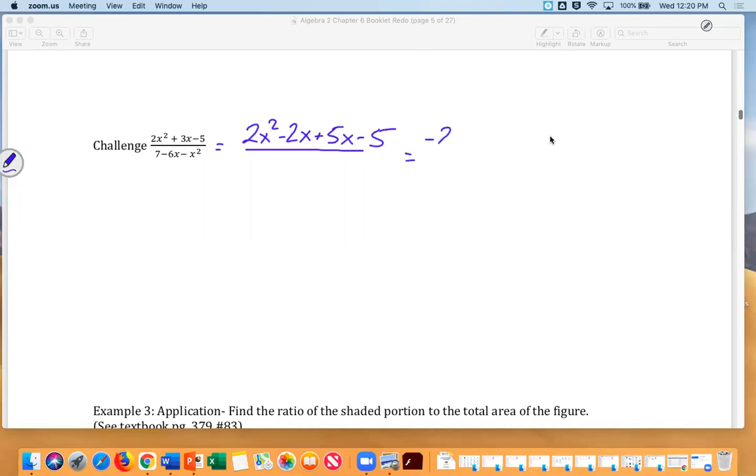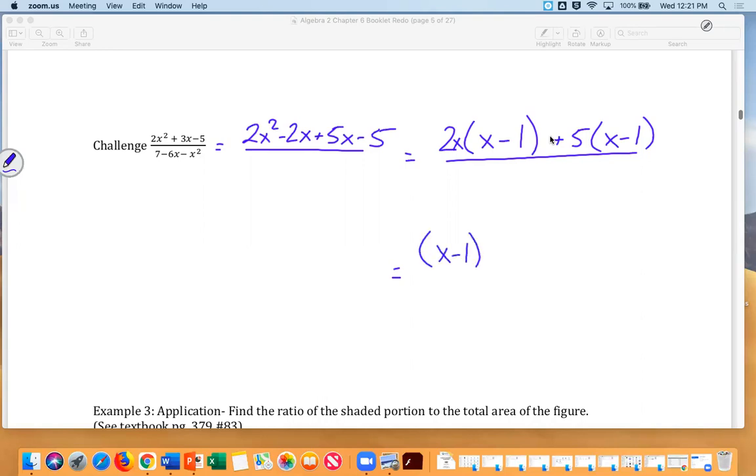I'm going to factor out a -2, or sorry, not -2. Let's just factor out a 2 from that. So if I factor out a 2 and an x, that's going to leave me with x minus 1. And then I'm going to factor out a 5. That also leaves me with x minus 1. Again, I'm still pretending that the denominator doesn't exist right now. And then I notice they both share an x minus 1. And I'm going to write what's left. It's 2x plus 5. So I'm feeling pretty good.